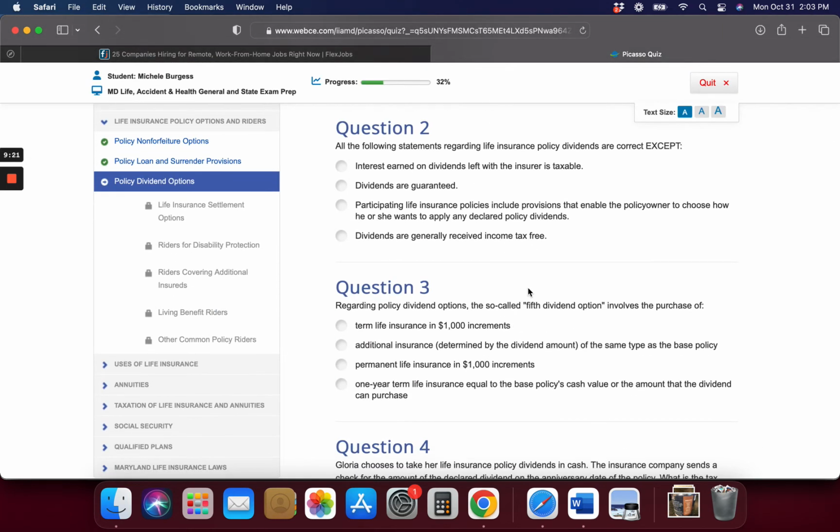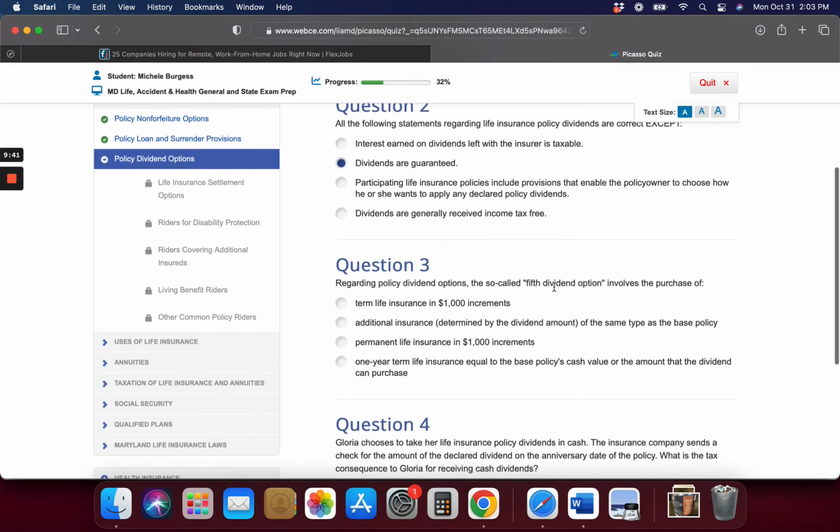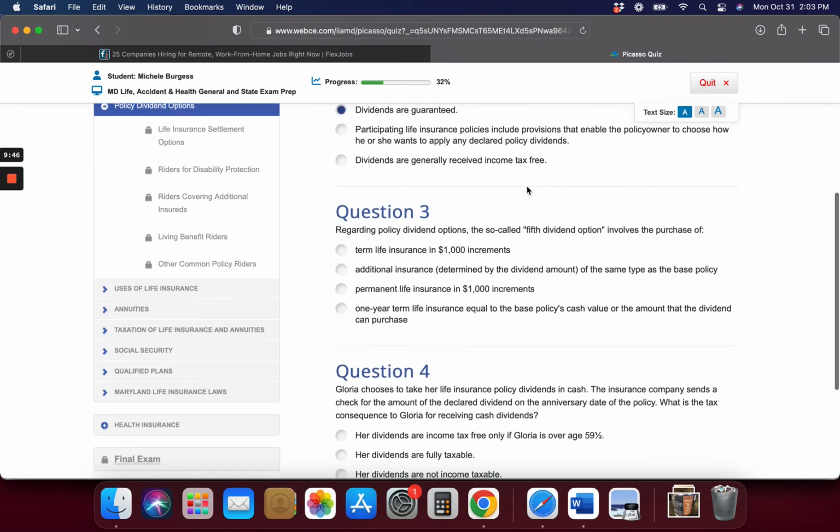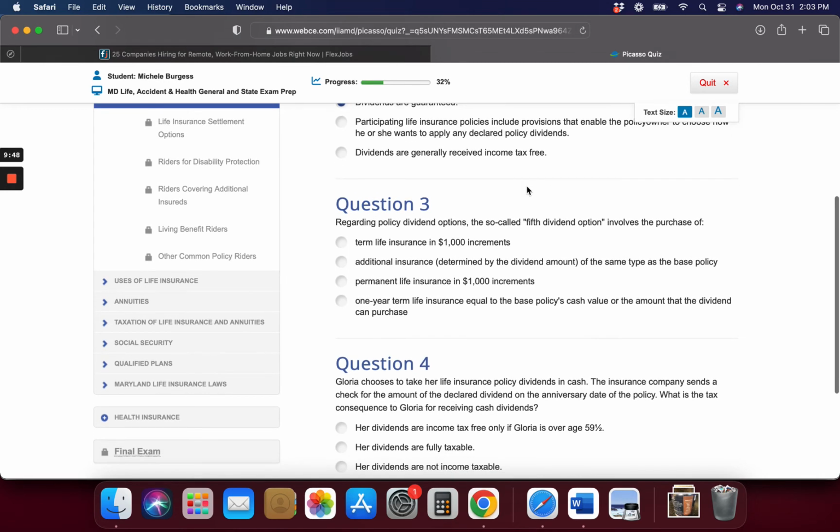All the following statements regarding life insurance policy dividends are correct except one. One is wrong. Dividends are guaranteed is probably not right. Participating policies include provisions where you choose what you want. That's true. Okay, the interest is taxable. The dividends are income tax free.